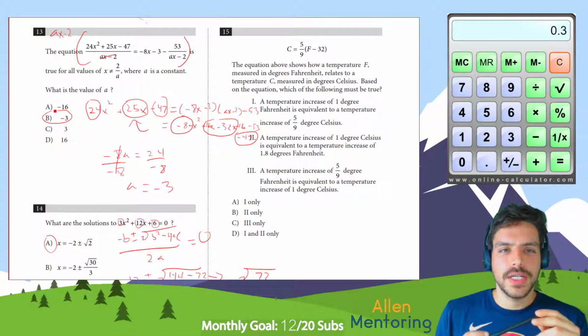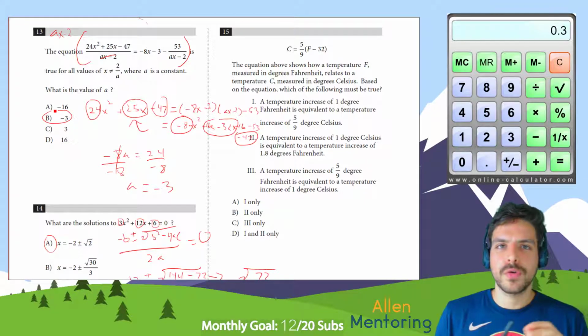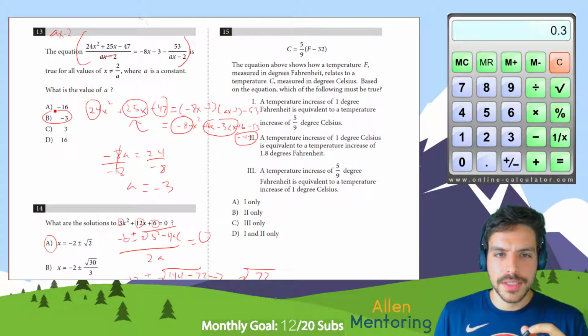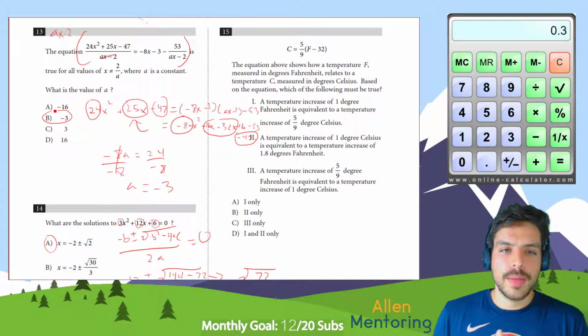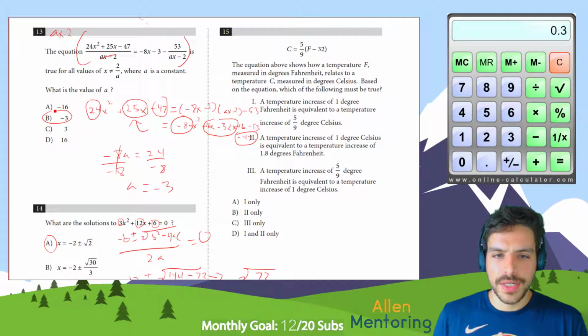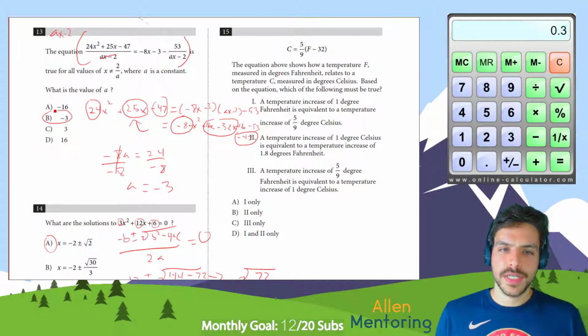Okay, 15. C is equal to 5/9 (F minus 32). All right, this is a pretty familiar formula, converting Fahrenheit into Celsius. Based on the equation, which of the following must be true? 1: A temperature increase of 1 degree Fahrenheit is equivalent to a temperature increase of 5/9 degree Celsius.